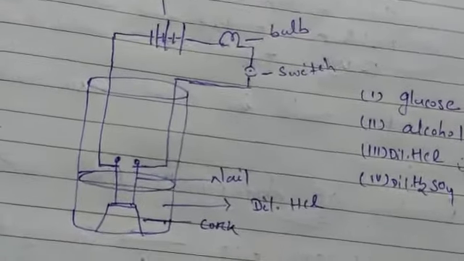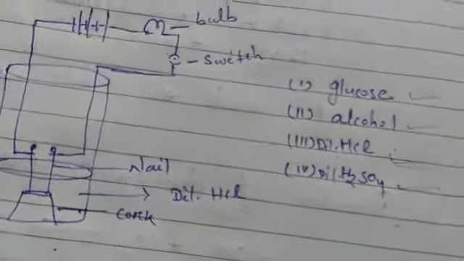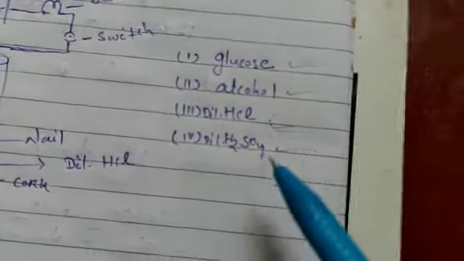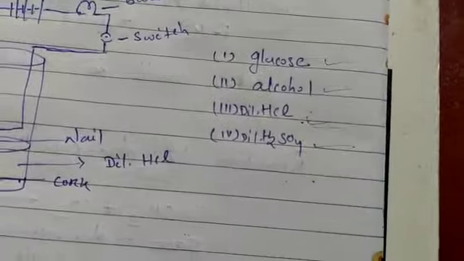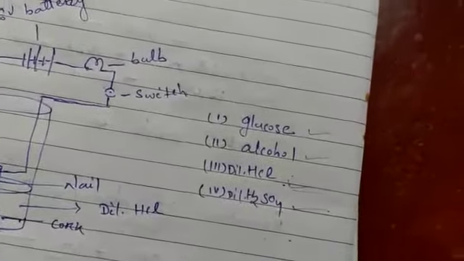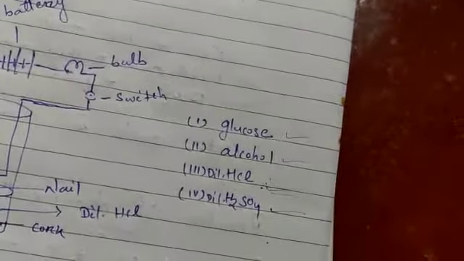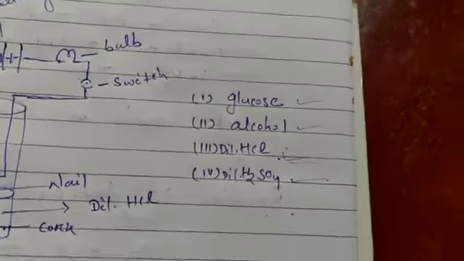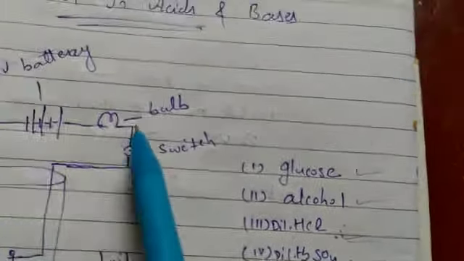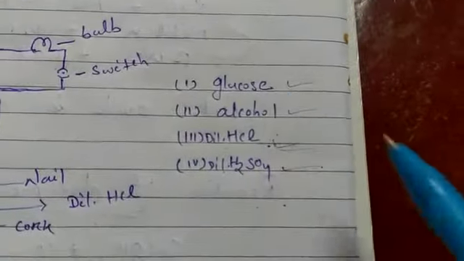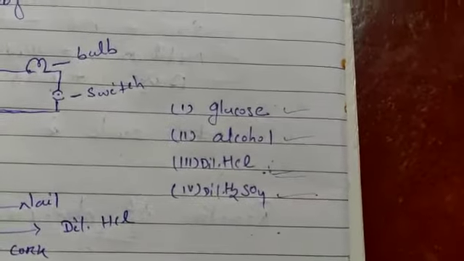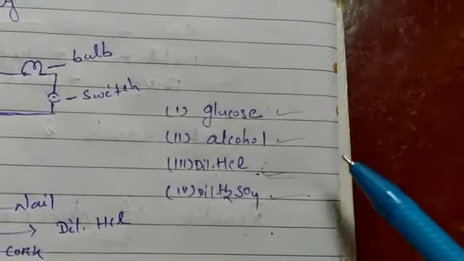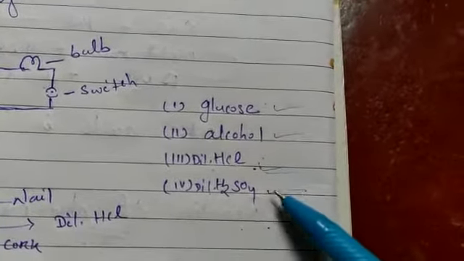After doing this experiment setup with all the solutions, you can observe that when you are using dilute HCl or dilute H2SO4, hydrochloric acid or sulfuric acid, the bulb will start glowing. In case of the acids, the bulb will start glowing, but in case of glucose and alcohol, the bulb will not glow. In those solutions the bulb is not conducting electricity, but here it is conducting electricity.